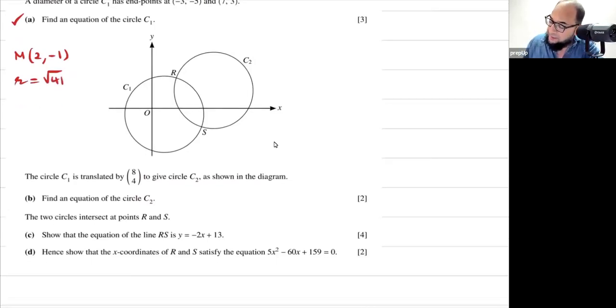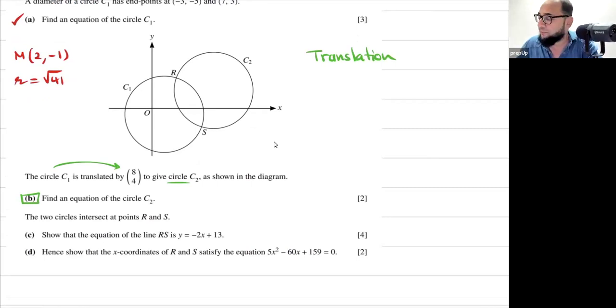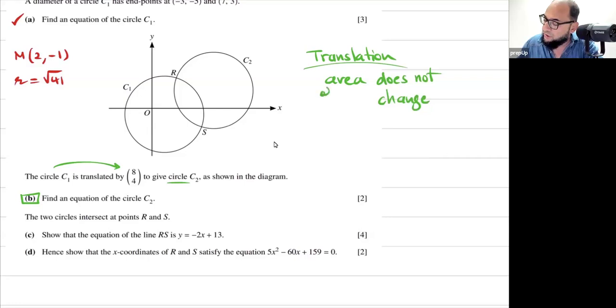Now I am interested in the next part, that is the circle C1 is translated by 8, 4 to give circle C2 as shown in the diagram. Find the equation of circle C2. Now we know that if we do the process of translation, the transformation that is known as translation, the area does not change. So the area of the figure does not change.